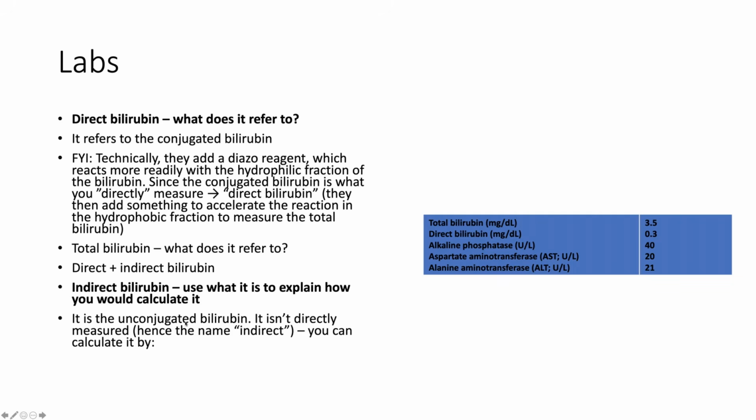So the indirect is the unconjugated, right? So it isn't directly measured, right? Hence the name indirect. So you can calculate it basically by saying it's the total minus the direct. That's it. So Saba, what is elevated? Is it the direct bilirubin or the indirect bilirubin that's more elevated here? I think it's the indirect. Yeah, definitely. Because 3.5 minus 0.3 means that your indirect, your unconjugated bilirubin, would be 3.2. So almost all of this is indirect.